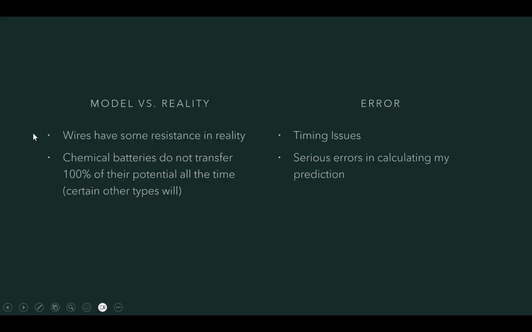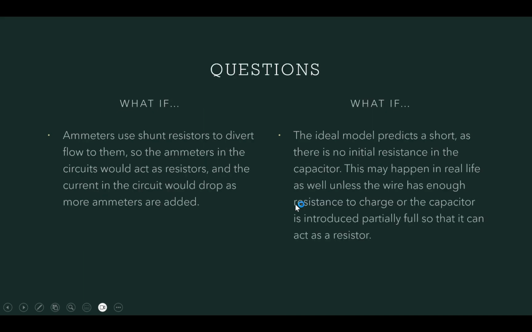So, the model versus reality. Wires have some resistance in reality, so they would affect the current. And then chemical batteries, which we're modeling with, don't transfer 100% of their potential all the time. There are certain other types that do. And then there are errors on the RC value: timing issues for one, and then there was certainly a serious error somewhere in my actual calculation for my prediction.